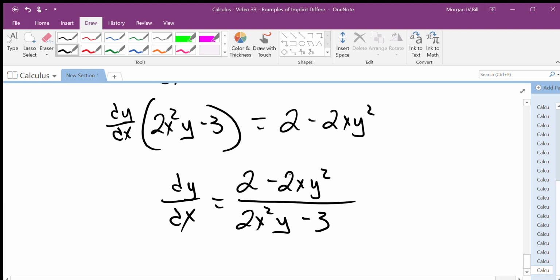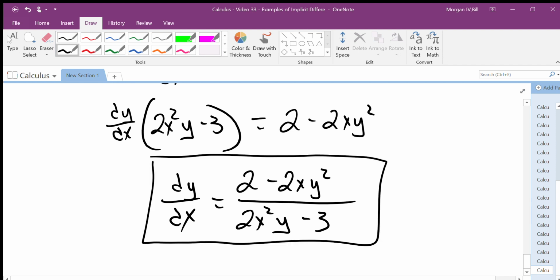Please don't try to cancel the 2xy squared with 2x squared y, or even like the 2's and the x's and the y's, right? You can't do it, because the 2xy squared is being added or subtracted with the 2 in the numerator, so you can't cancel individually. Same thing with the denominator, 2x squared y minus the 3, therefore I can't cancel the terms from just the 2x squared y. So this is it. You could factor a 2 out of the numerator, but it doesn't really help us or make us go anywhere, so this should be fine.